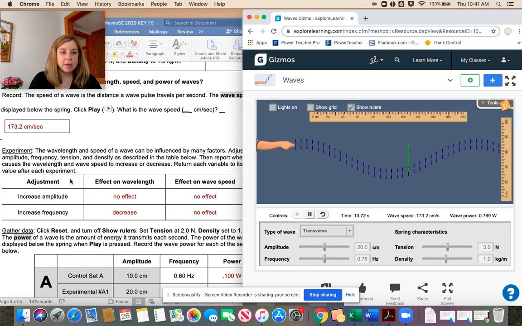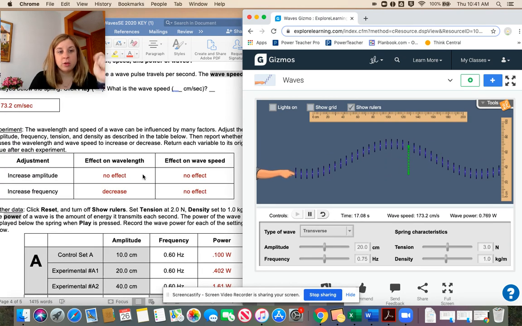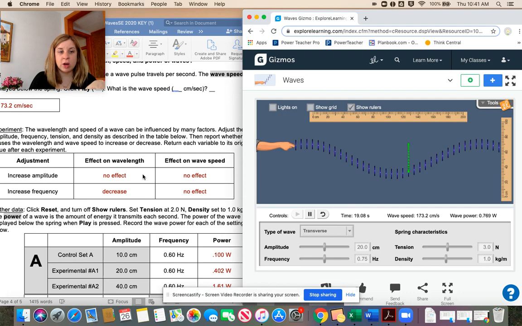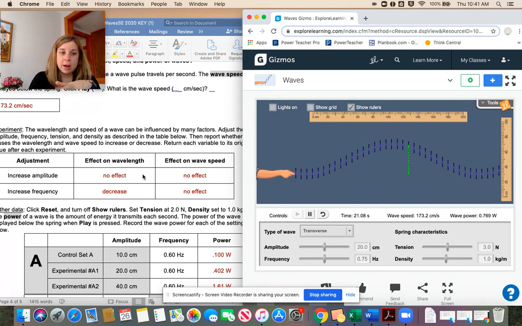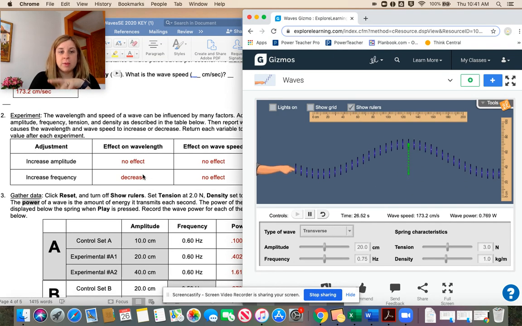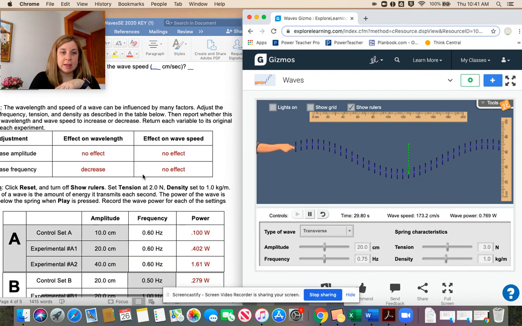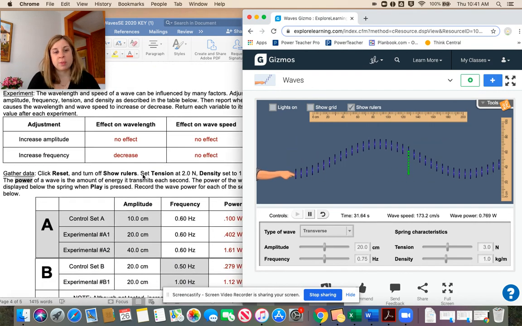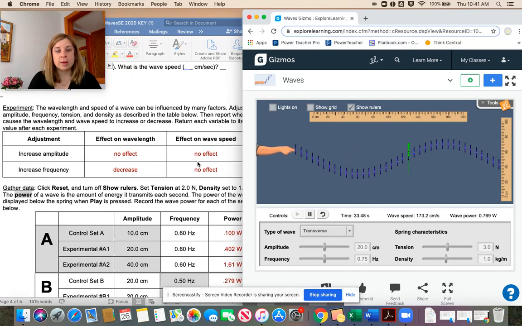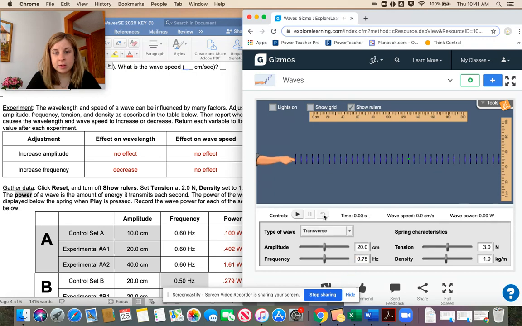And it says the wavelength and speed of a wave can be influenced by many factors. Adjust the amplitude, frequency, tension, and density as described. So I didn't have you do the tension and density. I just wanted you to do the amplitude and frequency. Okay. Then report whether this causes the wavelength and the wave speed to increase or decrease. Return each variable to the original value after the experiment. Okay, so if I press pause and I increase the amplitude to 40, okay?